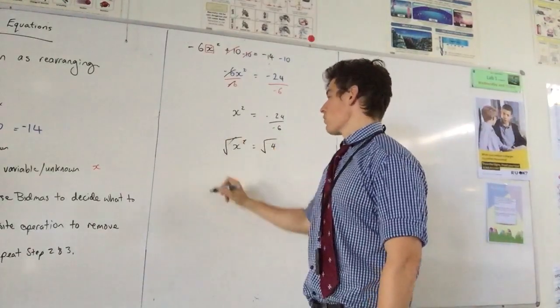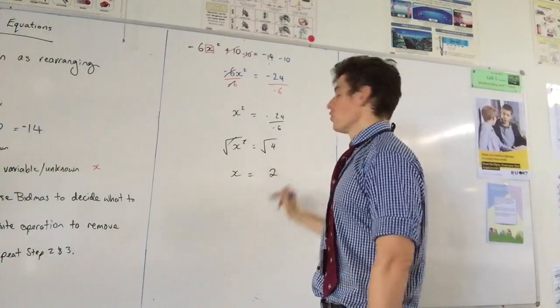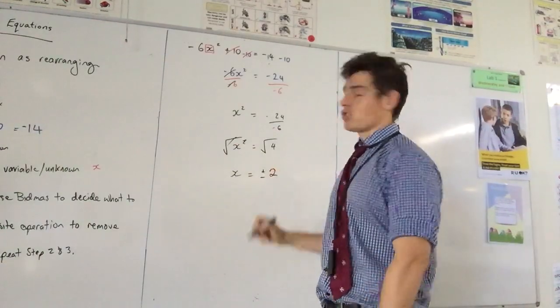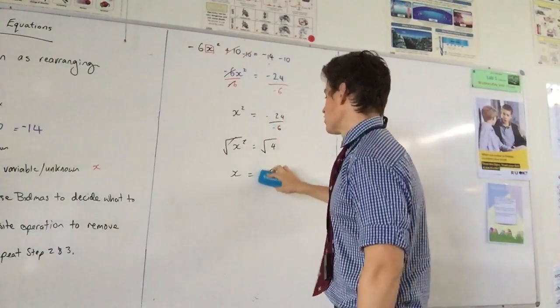The squared and the square root cancel. I'm left with x equals the square root of 4, which is 2, or for the extremely mathematically astute, plus or minus 2, but I'm more than happy for that just to be 2 at this stage.